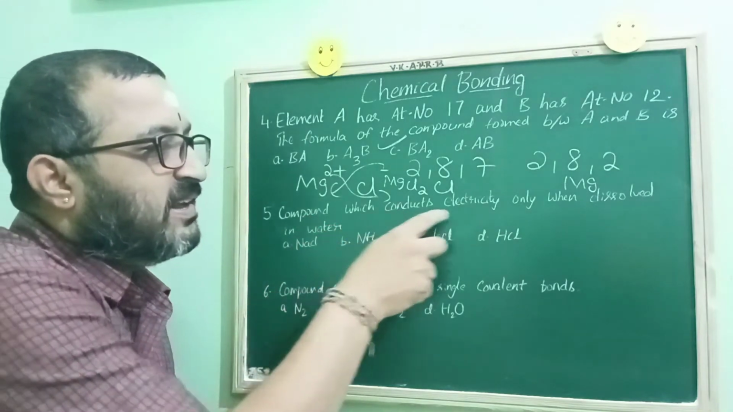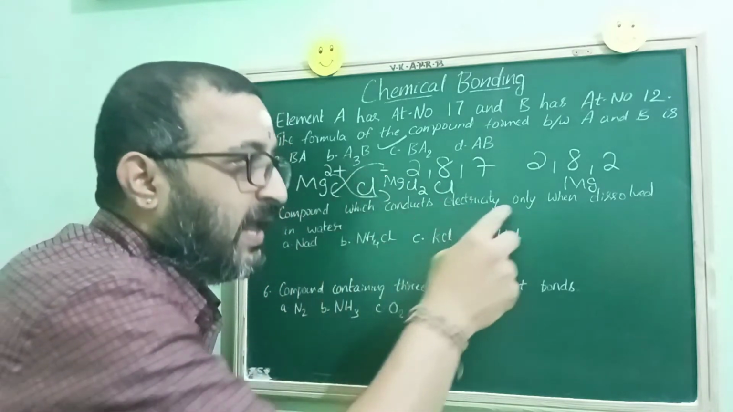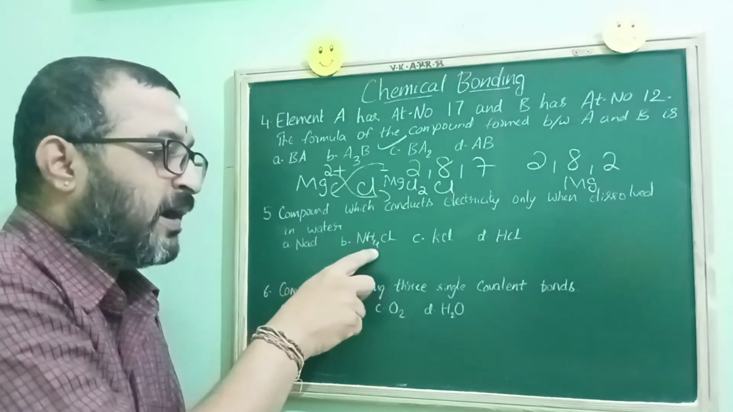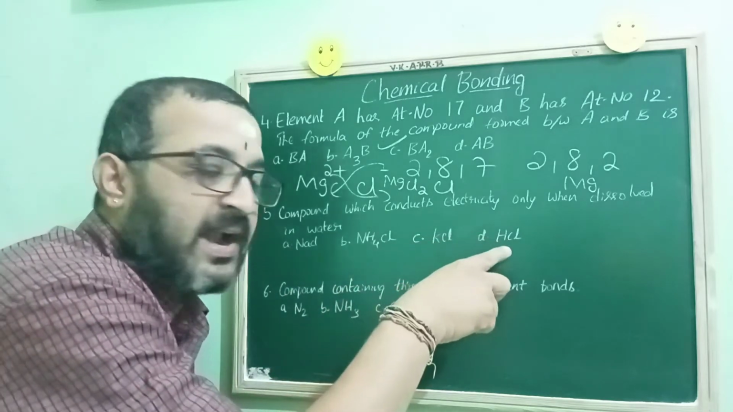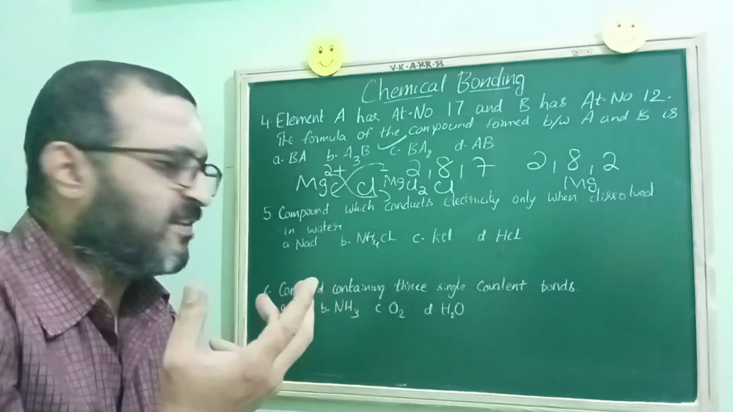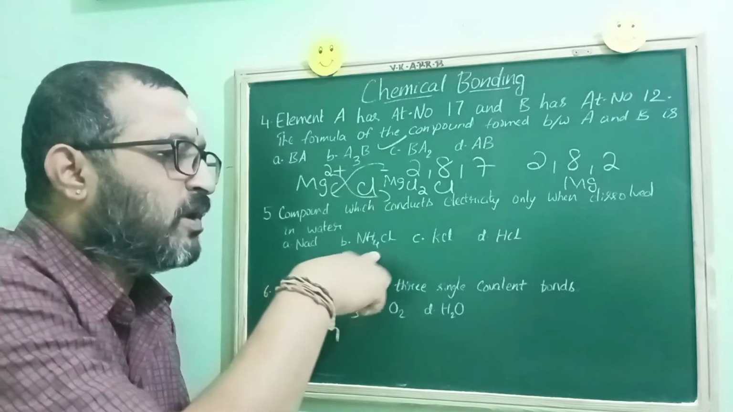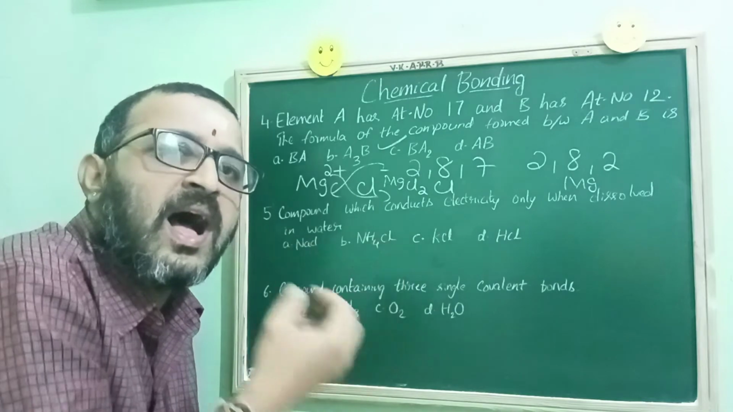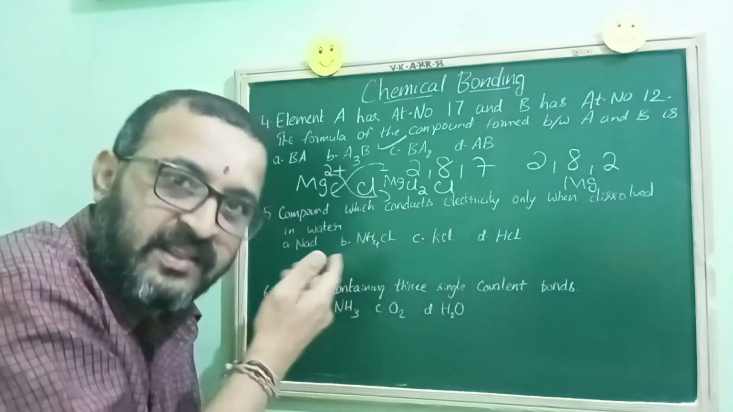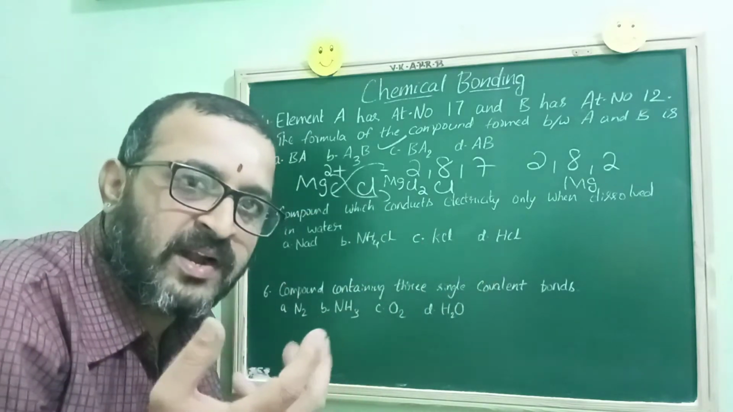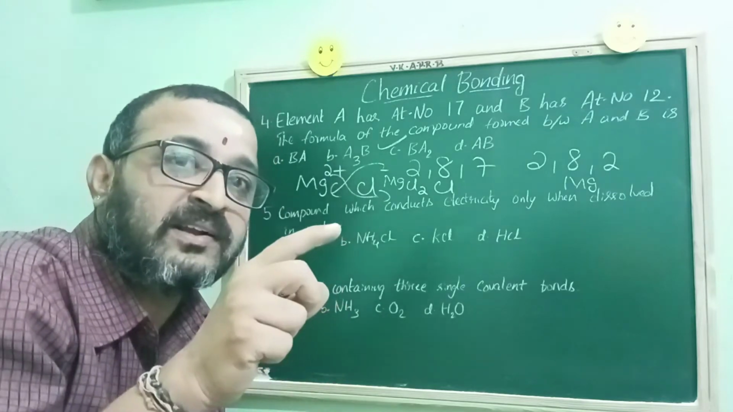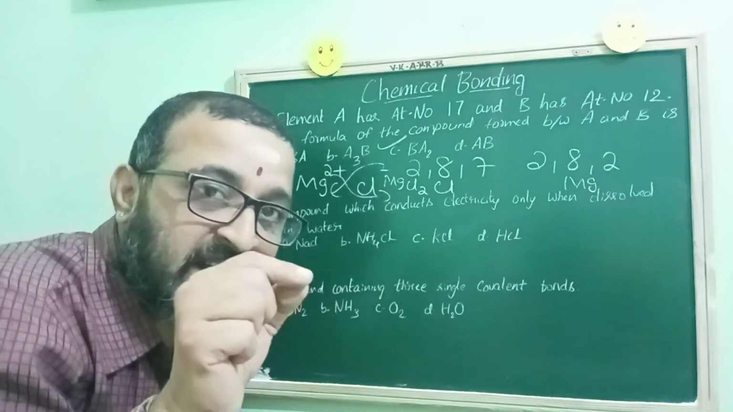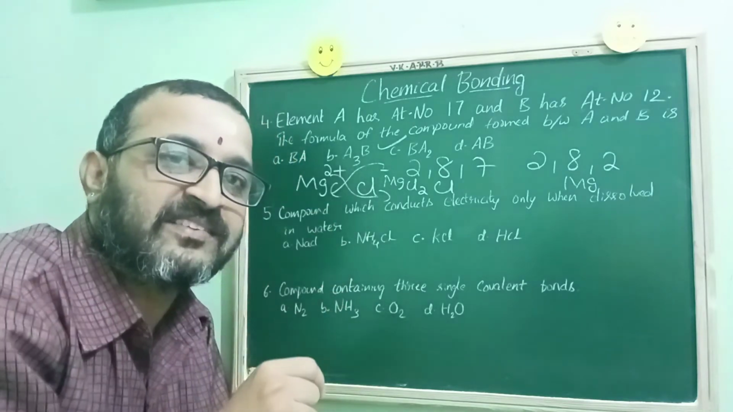Compound which conducts electricity only when dissolved in water. The options are sodium chloride, ammonium chloride, potassium chloride and HCl. Children, common sense says that sodium chloride, ammonium chloride and KCl are what children? Salts. That is, they all have an ionic what? Bond. That is, they are all ionic compounds. We all know that ionic compounds also conduct electricity in what state? Along with aqueous state, they also conduct electricity in molten state.